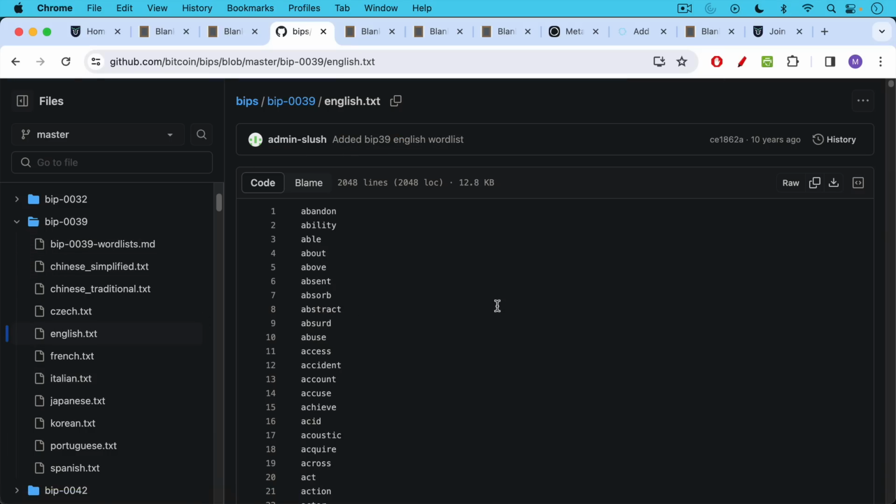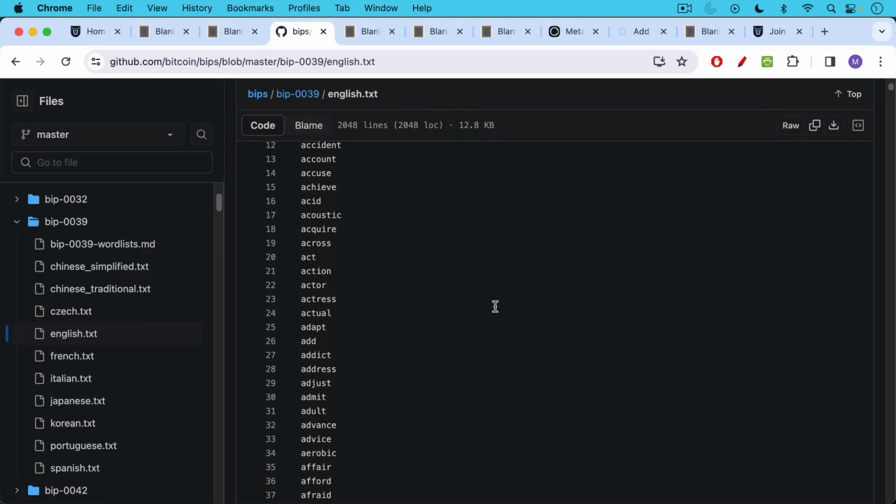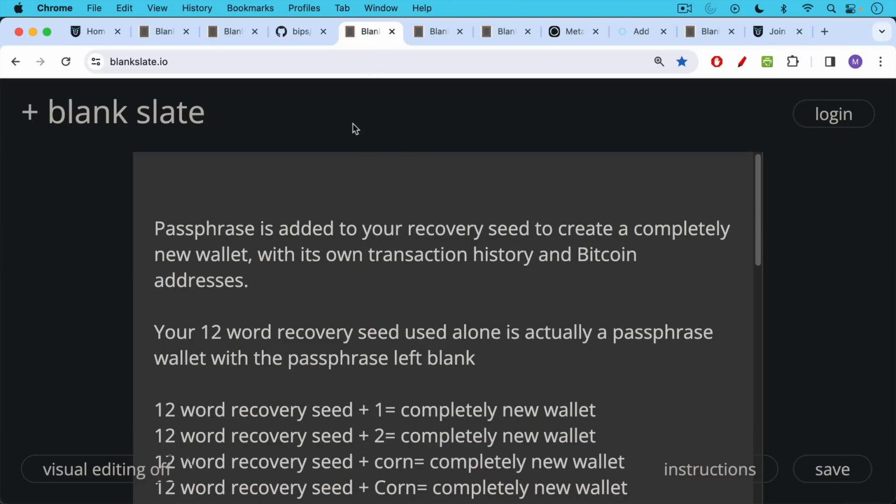These are 2048 words, and these are the words that your hardware wallet selects from and then puts in a certain order. They're generated randomly, as we said. So don't go through this library and pick 12 words. That will not be random enough, and someone will be able to brute force your recovery seed.